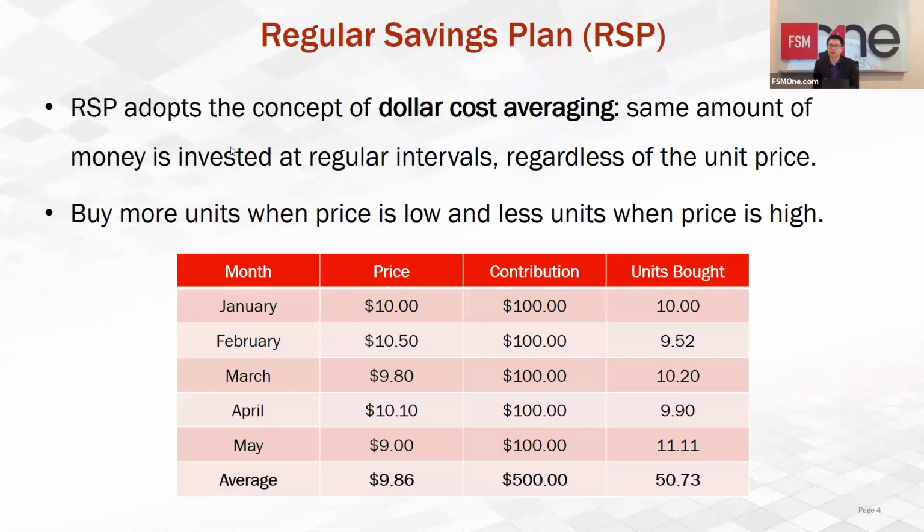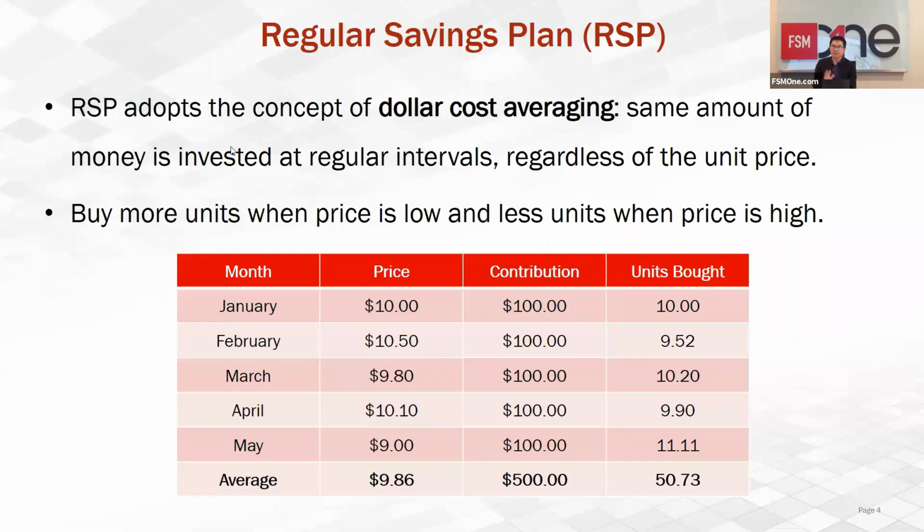How this works is that the same amount of money is invested at regular intervals, regardless of the unit price, which means that every month, whether the stock market goes up or whether the stock market goes down, that fixed sum of money will be invested into the investment product of your choice. But of course, when the price is low, you'll get to buy more units, and of course, the converse is true as well. When prices go up, you buy fewer units in that particular month.